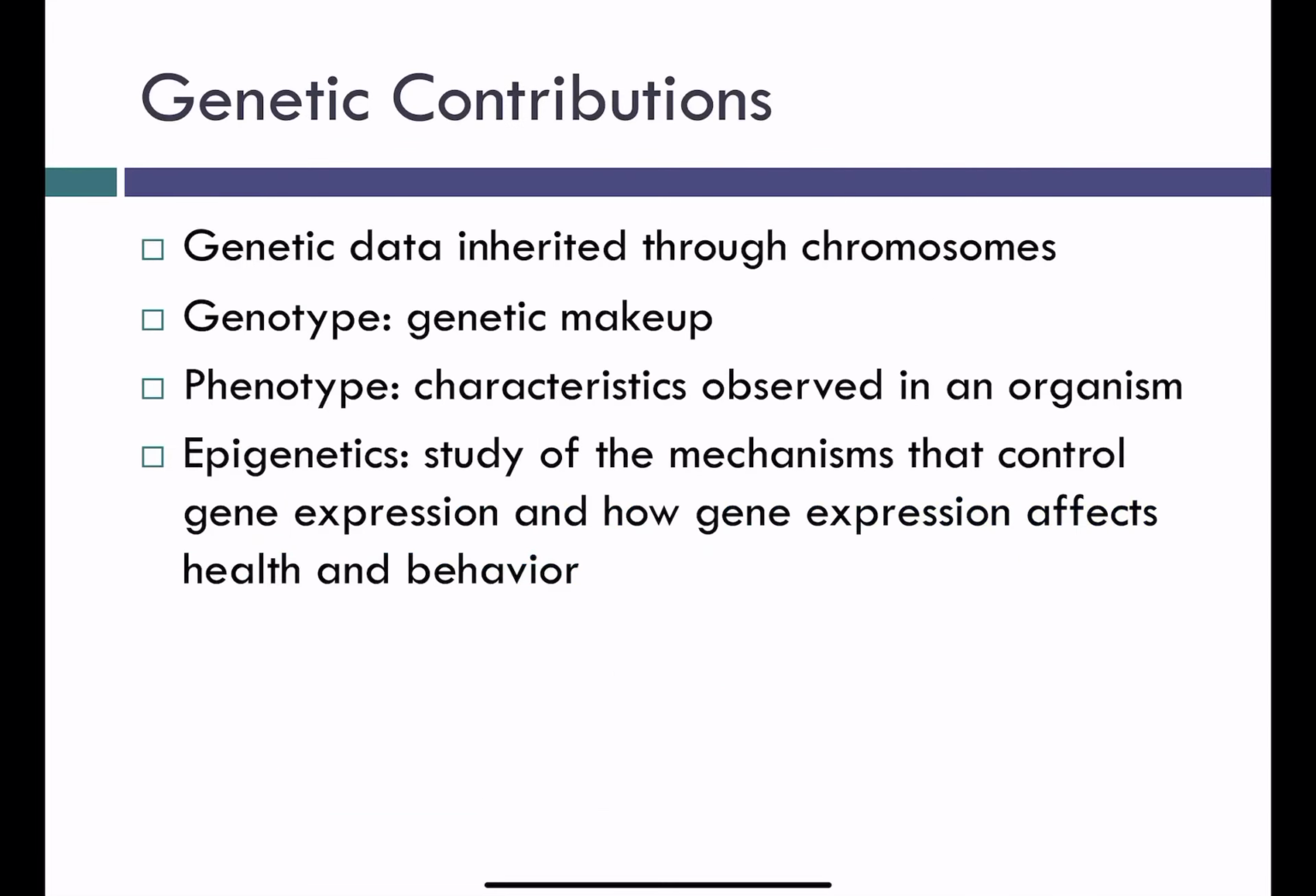We also need to keep in mind genetic contribution. So the mom's egg and the dad's sperm each contribute chromosomes, and each chromosome has thousands of DNA segments. We can think about the genotype, which is the genetic makeup of the child, as well as the phenotype, which is the characteristics that we actually see.